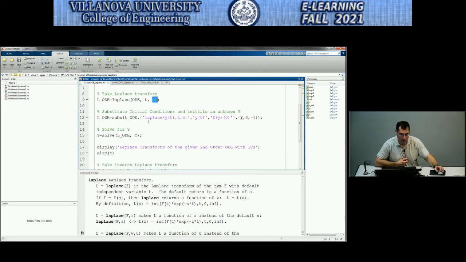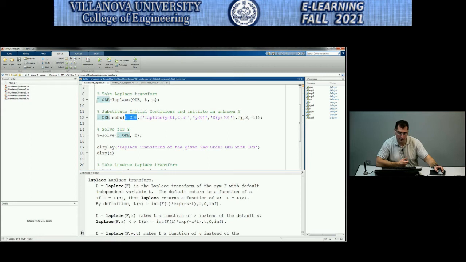Then, if you go back to my write-up, you need to solve the algebraic equation with respect to y to obtain y of s. In order to do that with the help of MATLAB, it's very easy and quick, you can do this trick. You're going to do the substitution. Remember, the command subs substitutes certain symbolic variables with other symbolic variables or values. So we're going to do the substitution in the Laplace transform of the original differential equation.